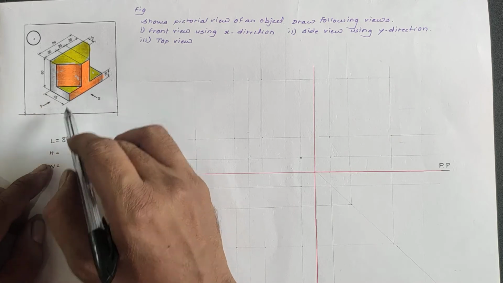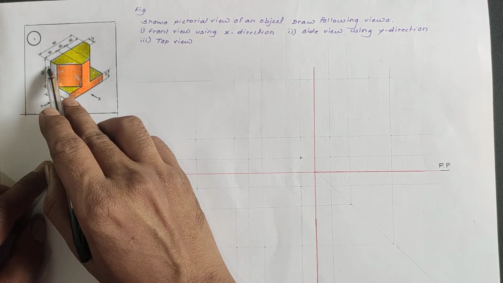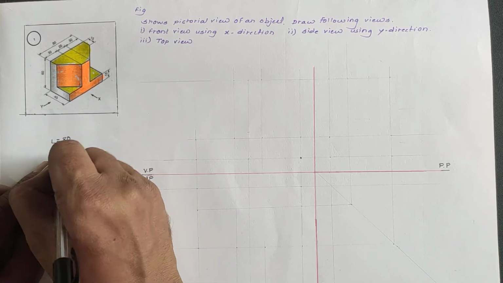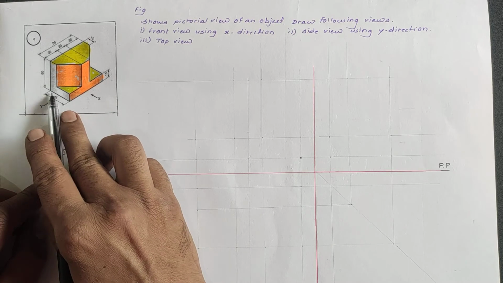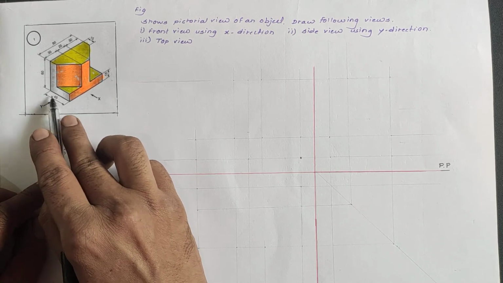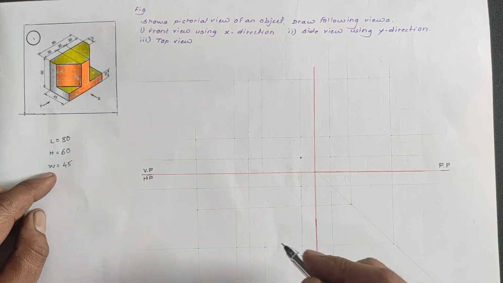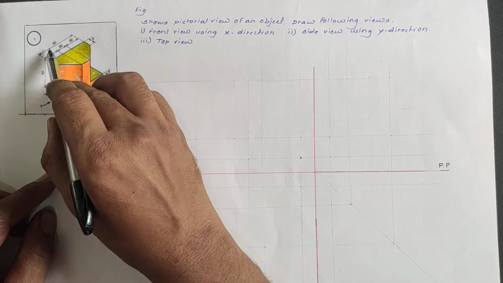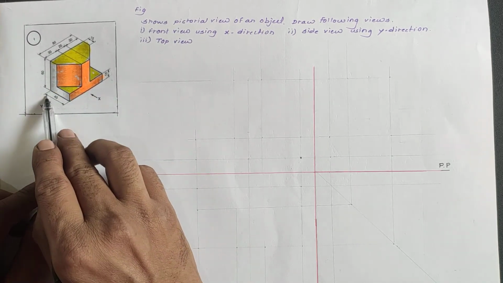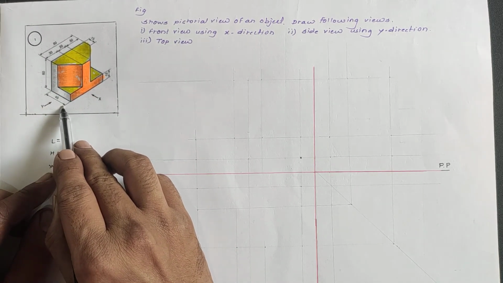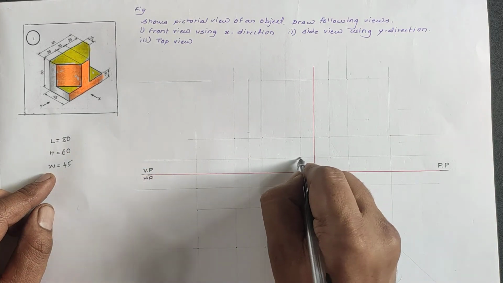Then the total height of the object we can see here, from the base to top, the total object height is 60 mm. And the width of the object we can see directly from the side view, it is 45 mm. So there is no need to calculate by addition or subtraction, we directly get the length of the object 80 mm, height of the object 60 mm, and width of the object 45 mm. Now from this point we start.